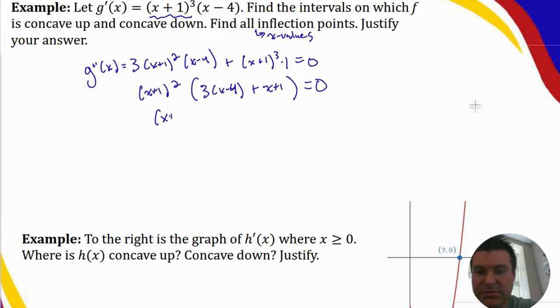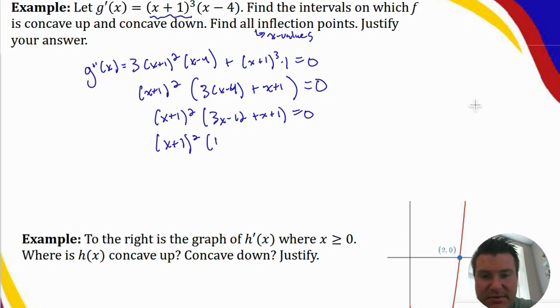So I'm going to get x plus 1 all squared, and this is going to give me 3x minus 12 plus x plus 1. So that second parentheses does simplify kind of nicely. I'm going to end up with 4x minus 11. So I'm going to get potential critical points of x equals negative 1 and x equals 11/4.